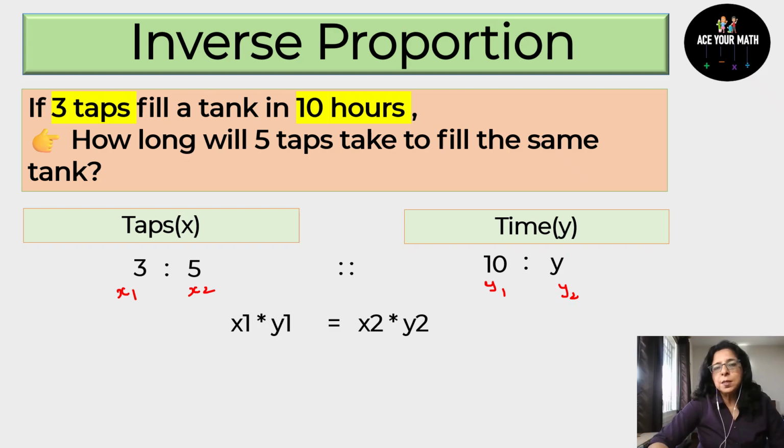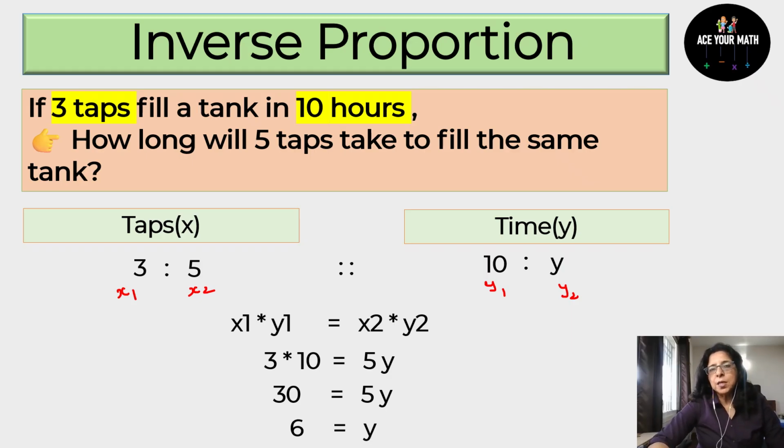Okay, now just simply put these values in the equation. So x1 is 3 into y1 is 10, and x2 is 5 and then y2 is y. Now you're solving it for y. So it will become 30 equals 5y. And what is y? y is 6. It means it will take 6 hours to fill the same tank with 5 taps. So when the taps are increasing, the number of hours is decreasing. It is 6 now. So it's a question of inverse proportion.